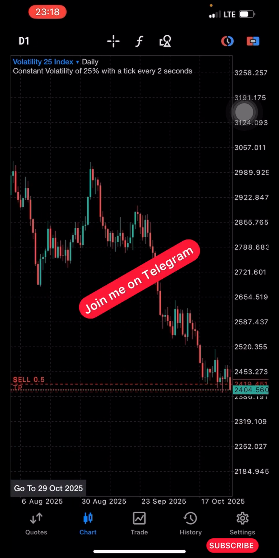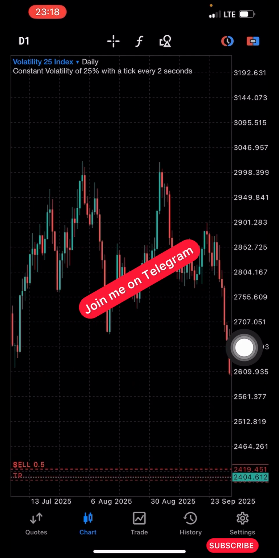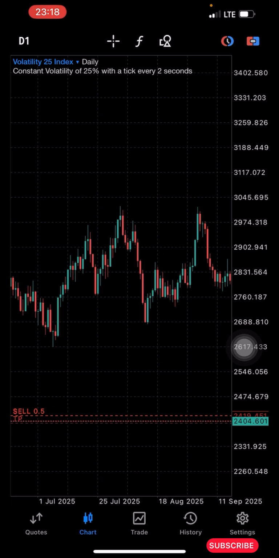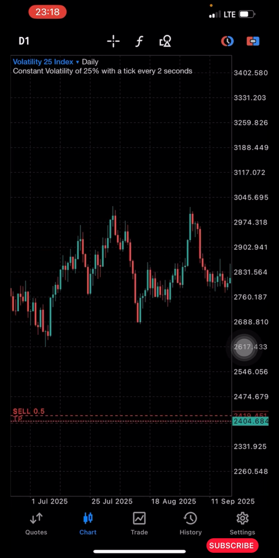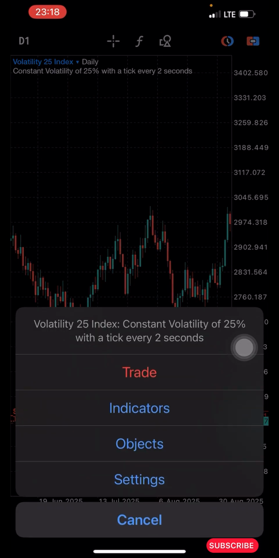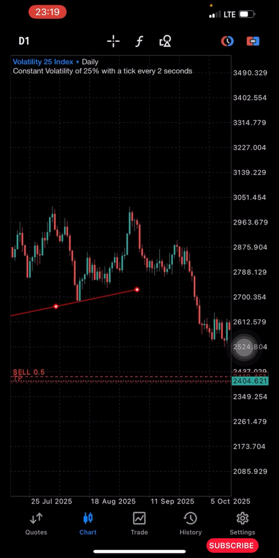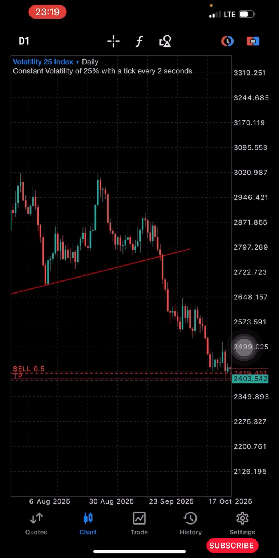As you can see here on the daily time frame, the market is kind of moving towards the downside right now, but initially it was ranging. If you have been following the VIX 25 index, you see that it has been ranging for some time. I'll be putting in some trend line here in order to understand the previous movement of the market, to have a better understanding of what the market is doing.